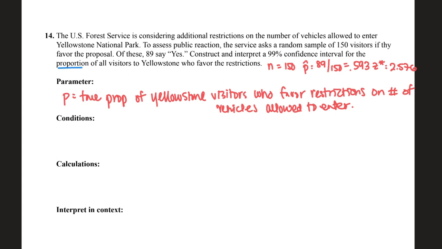All right, so now let's do our conditions. Starting with the independent condition, big N, which is going to be all visitors, is greater than or equal to 10 times 150. So that's 1,500. That's definitely reasonable to assume.